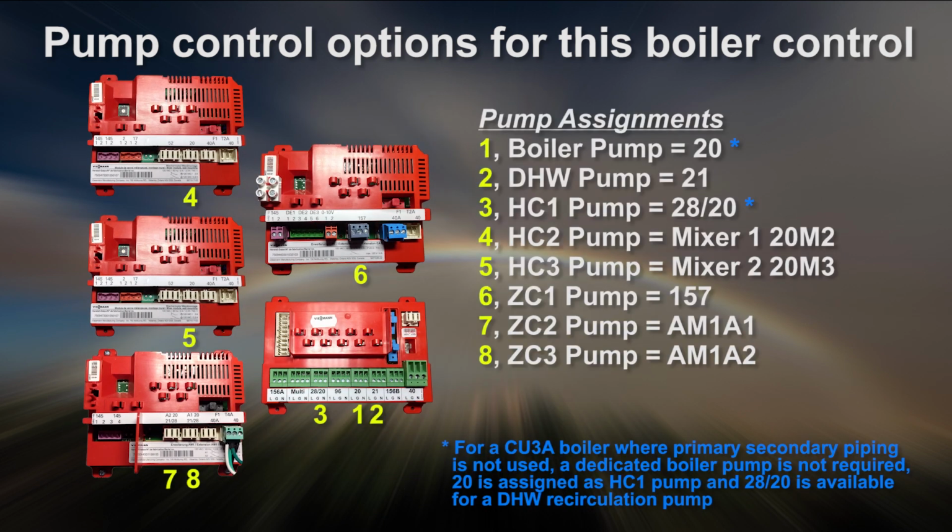The boiler pump is output 20, the domestic hot water pump is output 21, the heating circuit 1 pump is output 2820, the heating circuit 2 pump is output on mixer module 1 designated 20M2, the heating circuit 3 pump is designated on mixer 2 at output 20M3, zone circuit 1 pump is 157, zone circuit 2 pump is the AM1 A1 module, and zone circuit 3 pump is the AM1 A2 module.